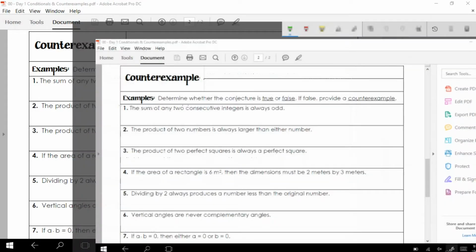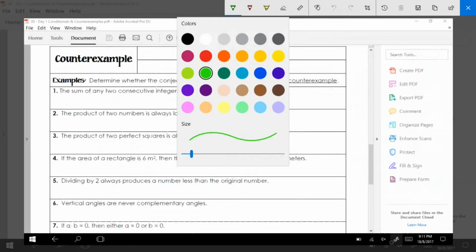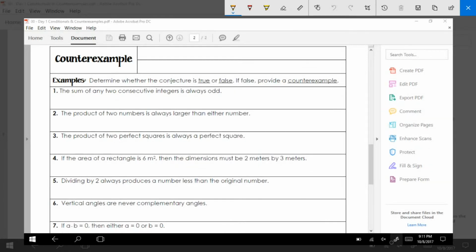Counterexample. Let's get the definition down, guys and gals. A counterexample is an example that shows a conjecture is false. Conjecture means like an idea. It's something you're proposing. I don't know why I put a comma there. That's weird. A conjecture is false. You're pretty much giving an example that counters the idea, showing that it's false.